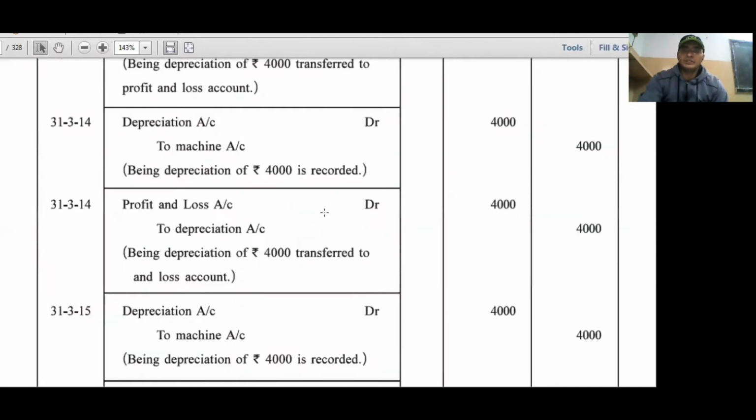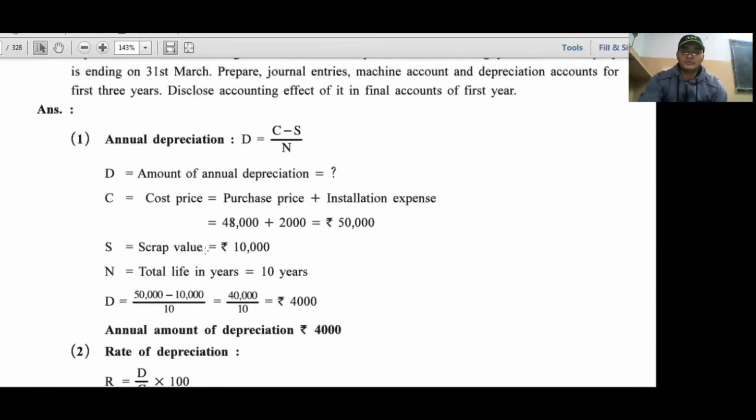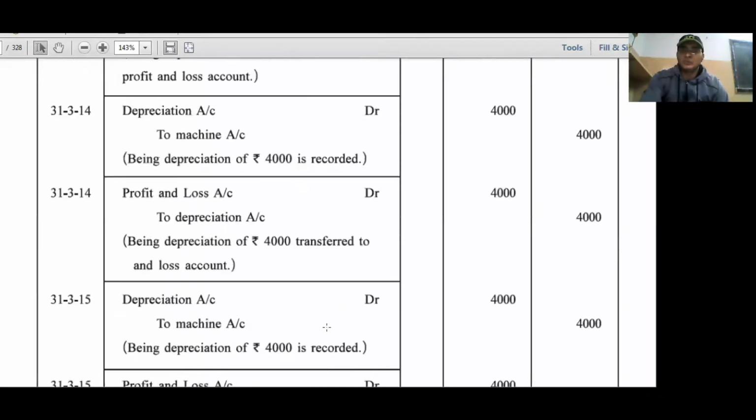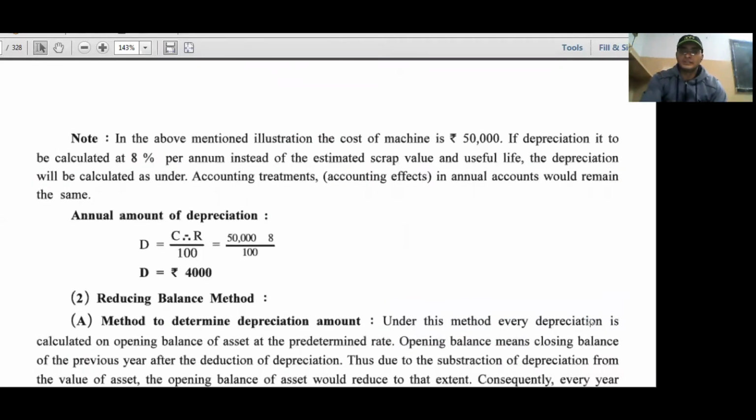Now depreciation value that we have found out is 4,000 rupees per annum. So every year it is the method of SLM, straight line method. So every year depreciation value remains the same, 4,000 in first year, again 4,000 in second year, again 4,000 in third year. Got it?